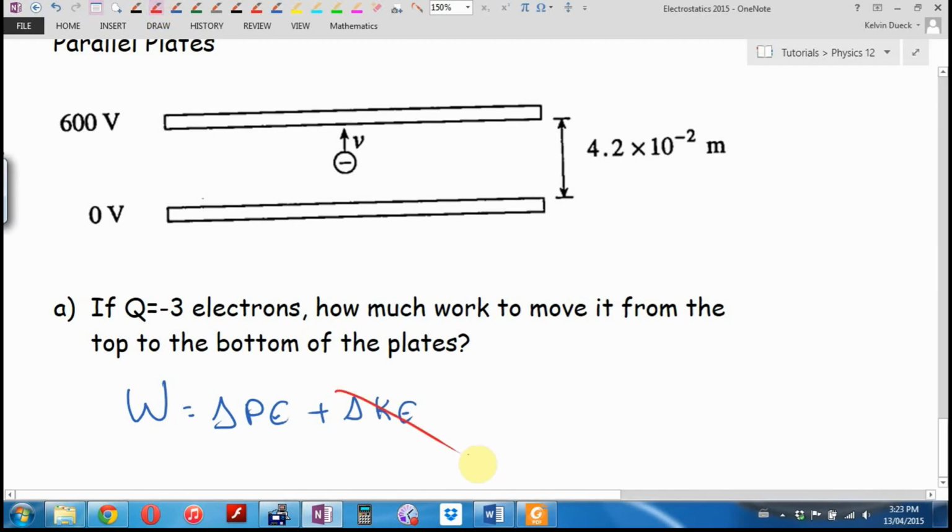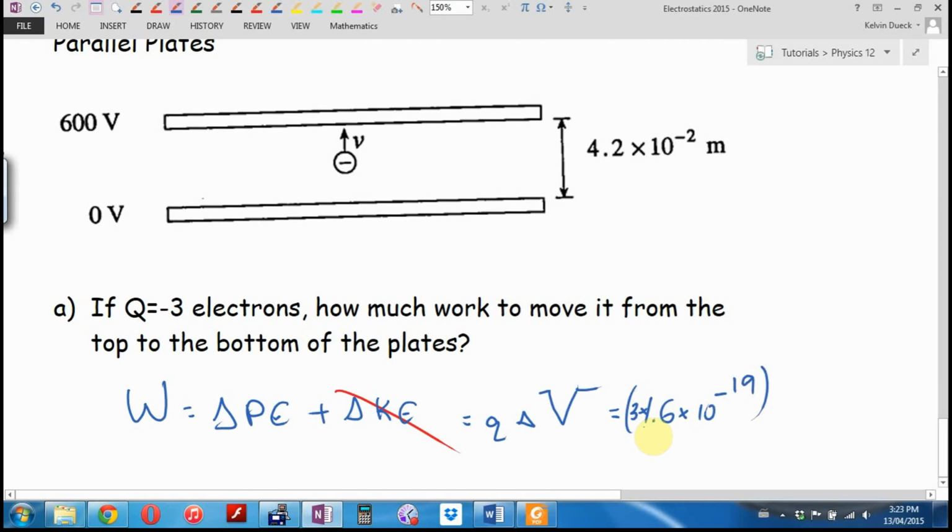Here, the easiest is that the change in potential energy is Q times change in voltage. What's the charge? 3 electrons. What's the voltage? 600. It's going to be 1.3 times 1.6 times 10 to the negative 19. Mr. Dueck, you're doing work. You should put a negative in.